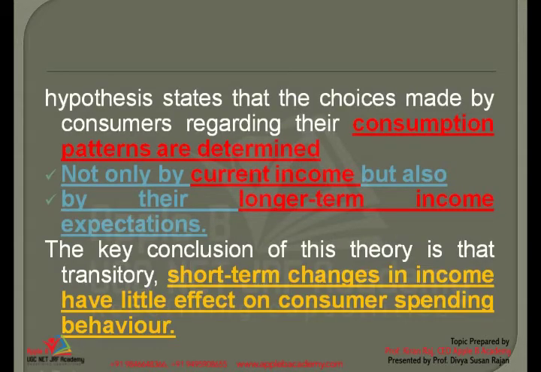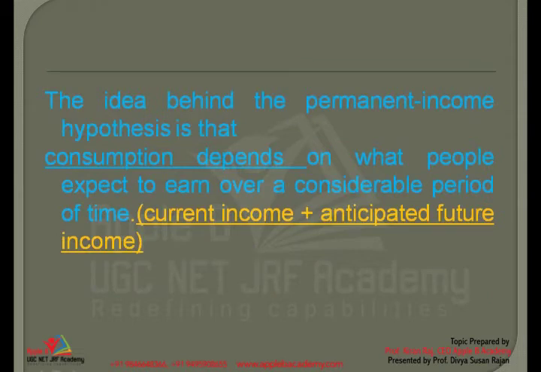So the hypothesis actually states that the choices made by consumers regarding their consumption patterns are determined not only by the current income but also by their long-term income expectation. Now this long-term income expectation is what is being termed as the permanent income. So the key conclusion of this theory is that transitory short-term changes in income have little effect on consumer spending behavior. The idea behind permanent income hypothesis is that consumption depends on what people expect to earn over a considerable period of time.